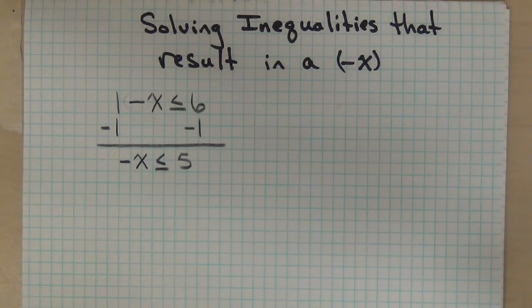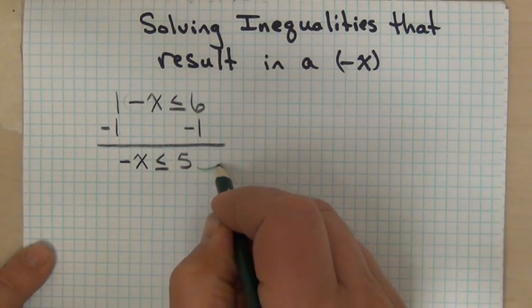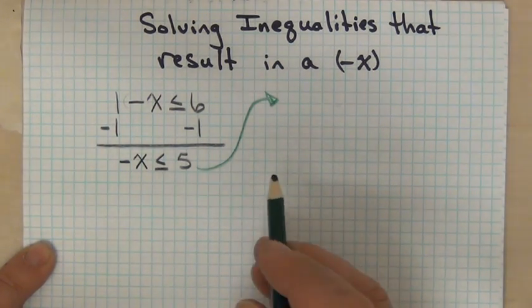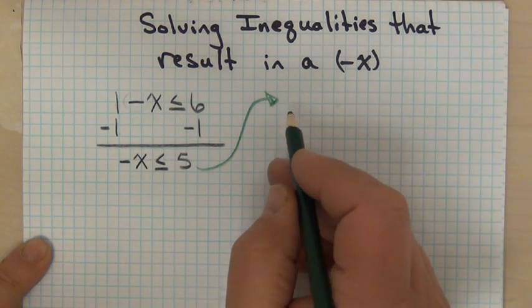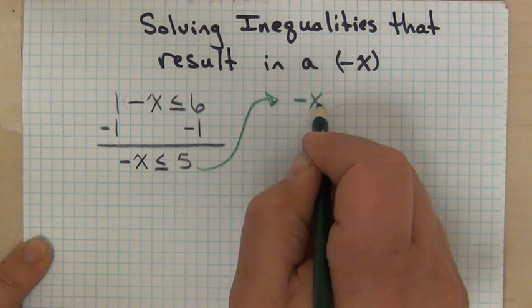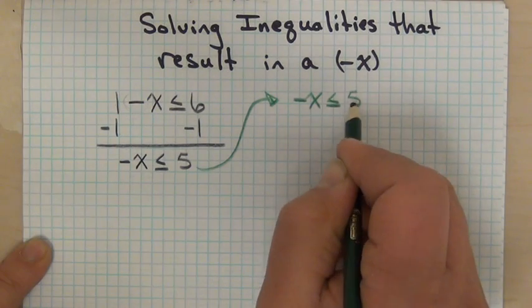So I'm ending with an inequality where I've got a negative x. Now, in a normal equation, our next step would be to divide by negative 1 or multiply both sides by negative 1, and I would end with a regular x. Well, before we do that, let's look at this a little bit differently. There's some different math that we can do that still results in a positive x. I think something's going to happen, and it'll show us why we need to take special care at this point.